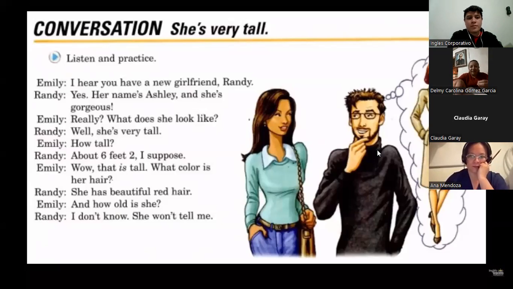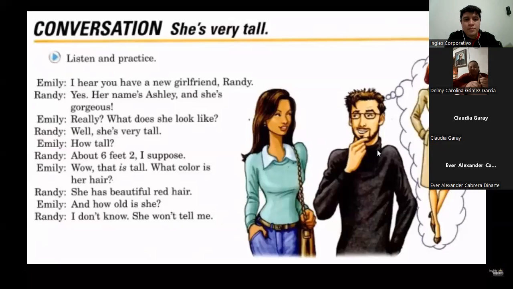Hey. I hear you have a new girlfriend, Randy. Yes, her name is Ashley, and she's gorgeous. Really? What does she look like? Well, she's very tall. How tall? About 6'2", I suppose. Wow, that's tall. What color is her hair? She has beautiful red hair. And how old is she? I don't know. She won't tell me.